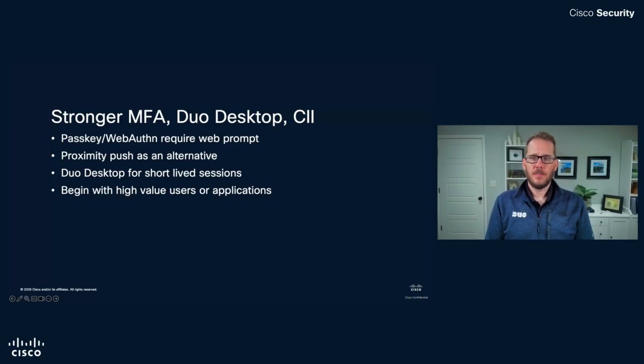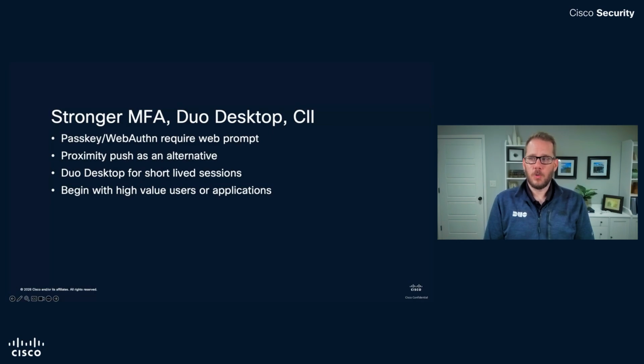So what can you do about this? The best first step is to migrate to authenticators that enforce origin binding. Any Duo-protected application that uses the web prompt can use the WebAuthn protocol to leverage roaming or platform authenticators. These typically have some cost and cannot be universally deployed.